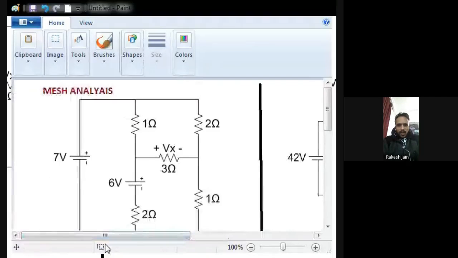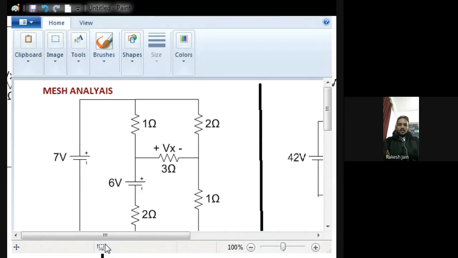Today I will teach you about mesh analysis. As I already told you yesterday, a mesh is a closed loop in which no inner closed path is there. That is known as mesh analysis.